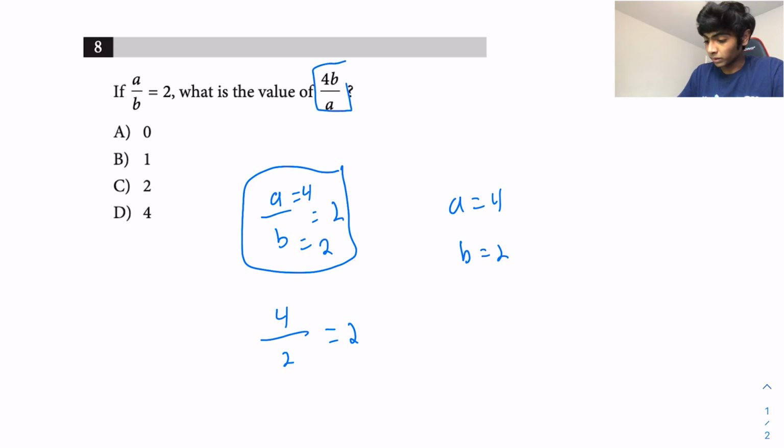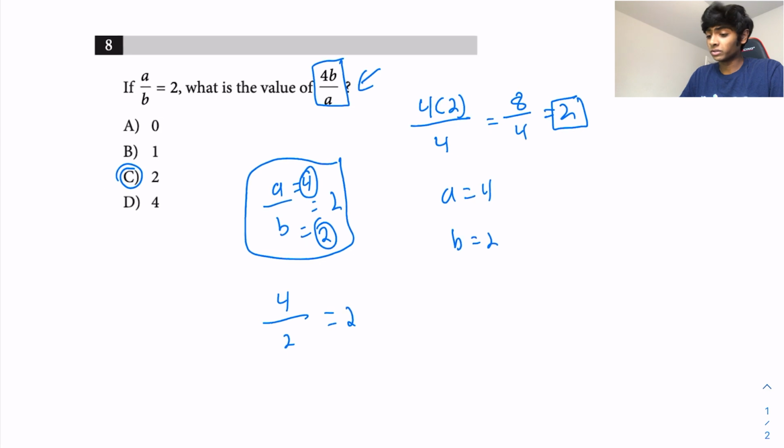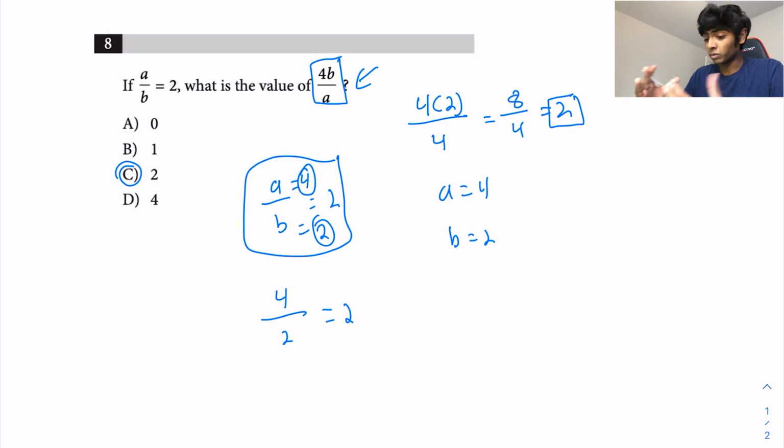Now, we're simply going to plug in what we had for a and b, which is 4 and 2, into this expression over here. And we're going to be given 4 times 2, because b is equal to 2, divided by 4, because a is equal to 4. And this is going to give us 8 divided by 4, which is simply 2. And that matches up with answer choice C. And that's our answer. That's all we had to do for this. Instead of doing all the algebra that probably would have taken us longer, we've solved this in like 30 seconds. That's all that matters.